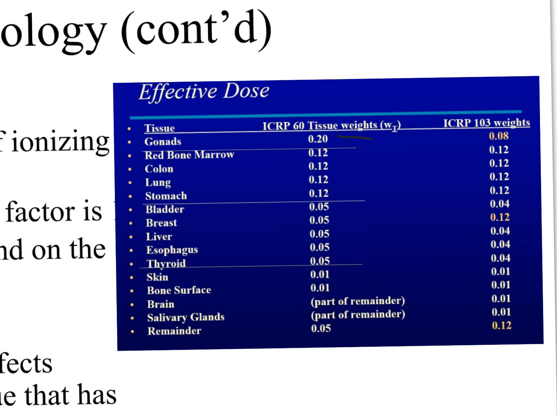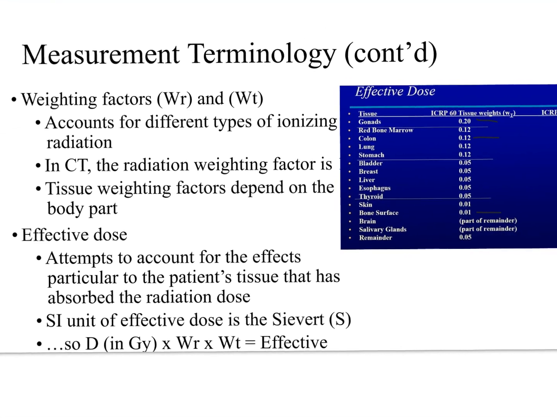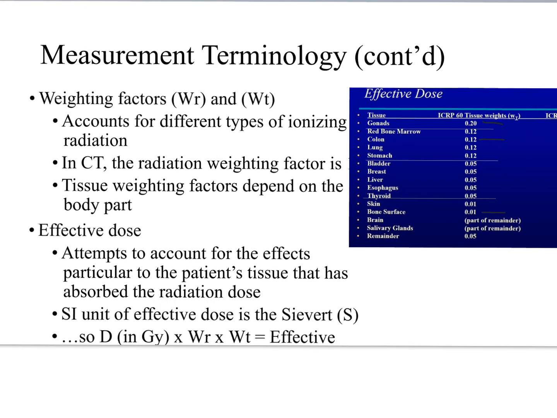So for example, the gonads have a much higher weighting factor, right, than other parts of the body. Like for example, the colon, right? Why? Because the gonads are more radiosensitive. Even less radiosensitive would be something like a surface of bone, right? So we need to understand that different parts of the body respond to radiation exposure differently, and that is part of what the effective dose is trying to capture. So the main thing that we need to understand is the effective dose is accounting for the effects of a particular radiation exposure to a particular tissue within the patient's body as it's absorbing a radiation exposure.